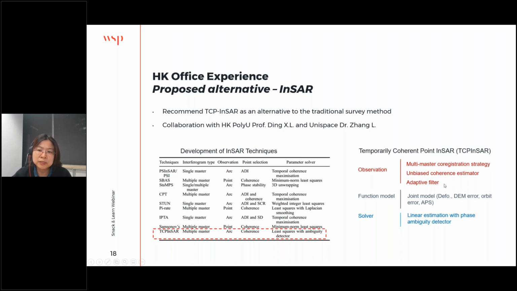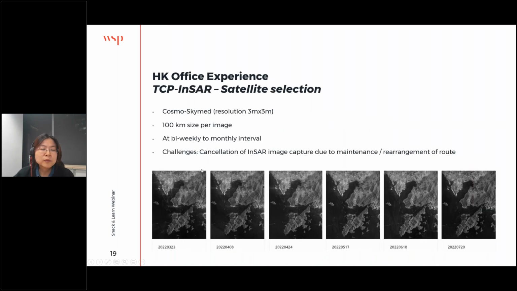We also use an ambiguous coherence estimator and adaptive filter. This is the latest technology which we consider more suitable for these ground conditions. That's why we adopt TCP InSAR. We are using the Italian COSMO-SkyMed satellites with a resolution of 3 meters by 3 meters for one pixel, so there's a range of 1 to 5 meters. We adopt 3 meters for our site because our site is 600 hectares, which is quite huge.